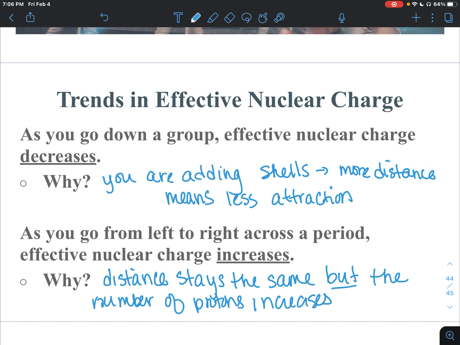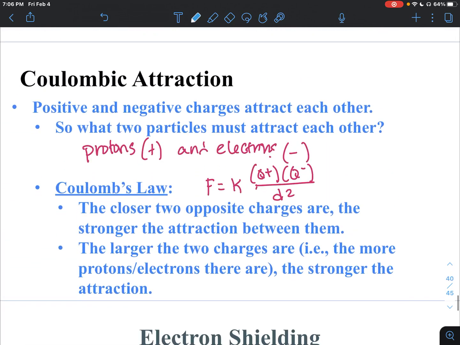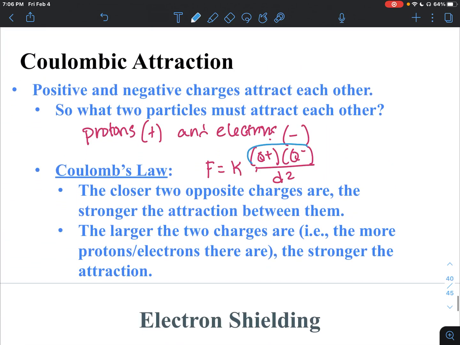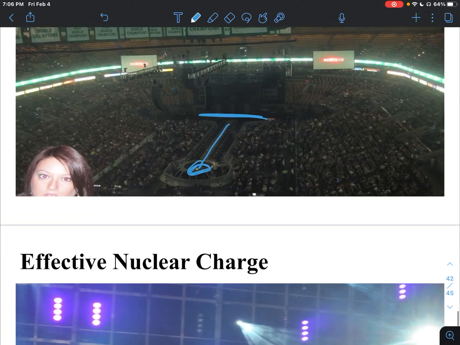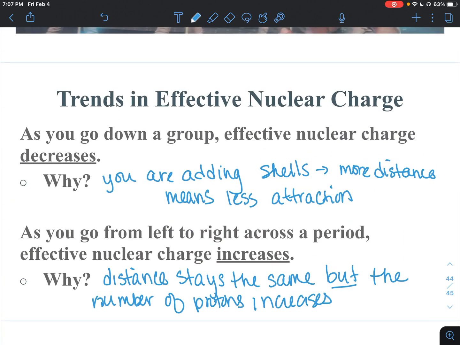Okay, so if you think about it as the concert, the number of people on the stage is increasing. You're going to feel more attraction. If you go back to our Coulomb's law, this part is going up, which means F is going to get bigger. So that's really it for effective nuclear charge.